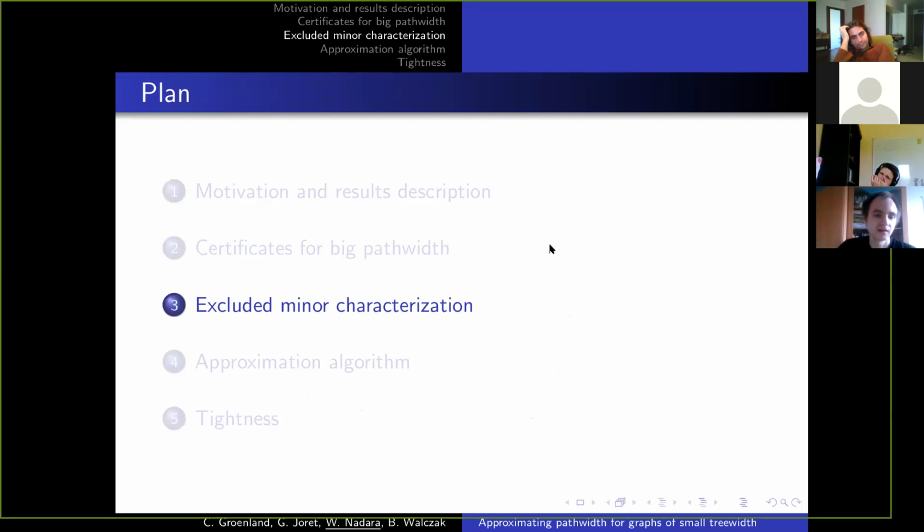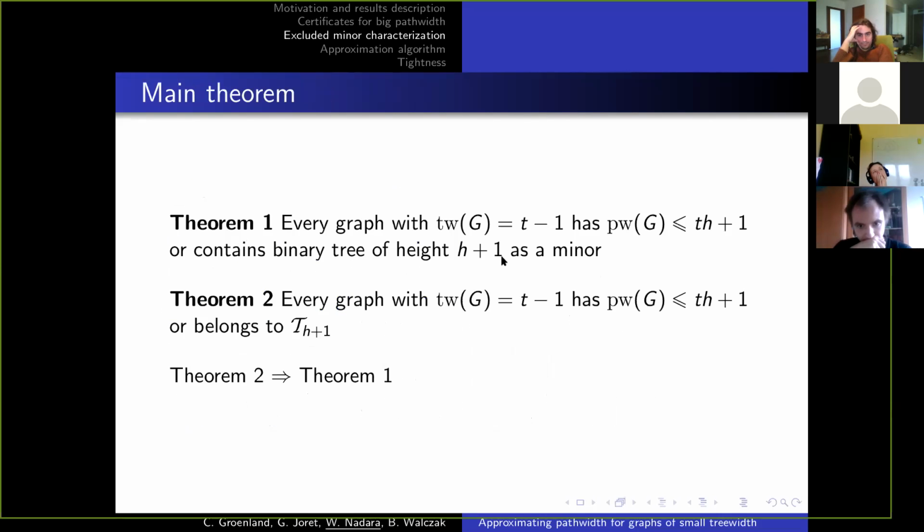Okay, so now we'll try to prove the excluded minor characterization theorem. If we reformulate our original theorem slightly, it says that every graph with treewidth t minus 1 has either small pathwidth or contains a big complete binary tree as a minor.